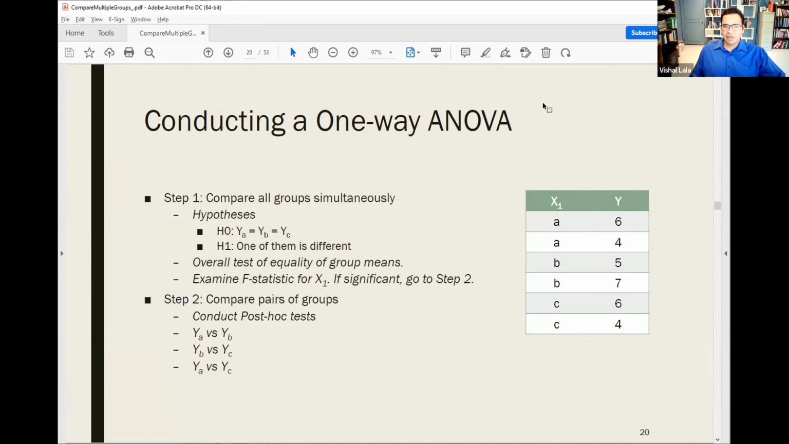Our first step in the process of conducting a one-way ANOVA is to compare all groups simultaneously, then compare pairs of groups. So it's a two-stage process. Our first step involves setting up hypotheses that look as follows: YA equal to YB equal to YC. This is a null hypothesis. We're assuming the values of Y across all three groups are equal. If one rejects the null hypothesis, one would conclude that one of the three groups is different.